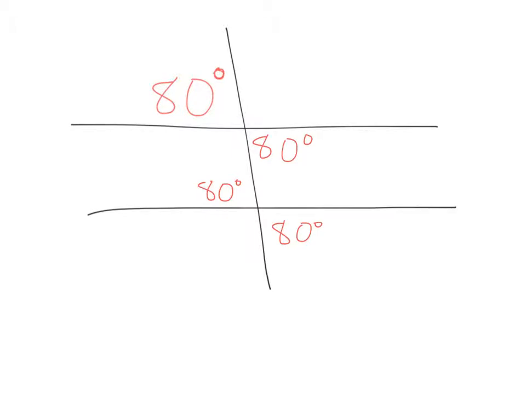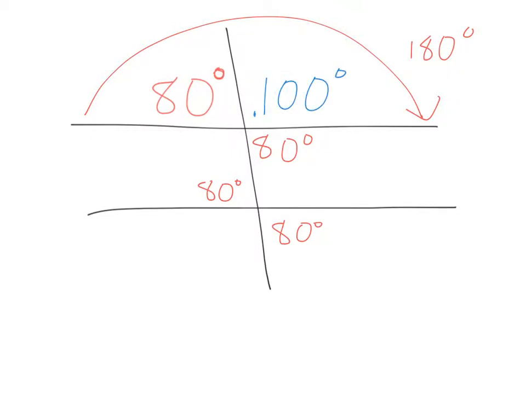We also know that angles on a line add up to 180 degrees. So therefore, this angle here is going to be 100 degrees. That was a pretty simple one to work out. And then corresponding angle, so opposite angle is equal. And then corresponding angles are equal.